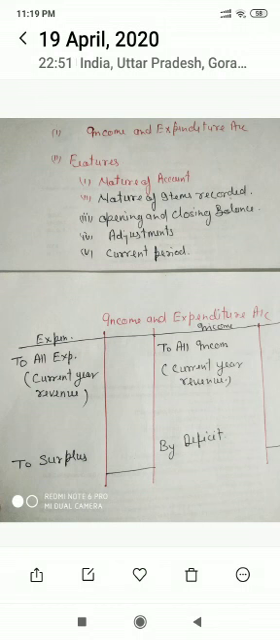Next, the current period. In this account, we show only current period income and expenditure. If any income and expenditure given in the question is not related to the current year, we cannot show it in this account. We show only current period income and expenditure. Okay, clear?